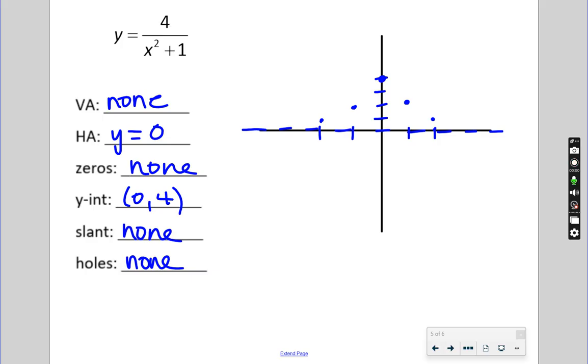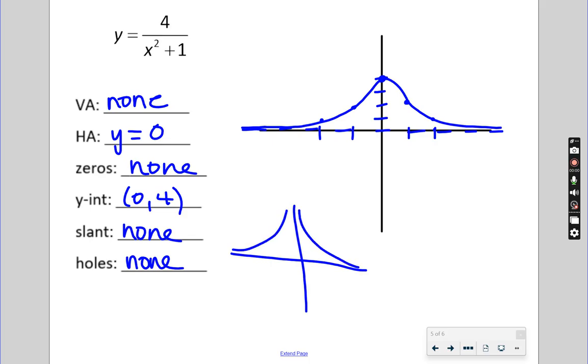Okay, and what does it look like? It's a volcano. It is. Remember that one from yesterday? There we go. It's a volcano without the vertical asymptote. Remember yesterday we did one that had a vertical asymptote and it looked like that? Because this became imaginary, it turned it into a little mountain.